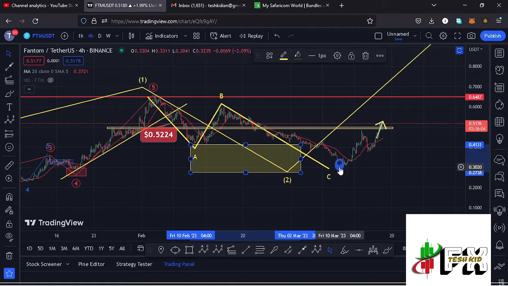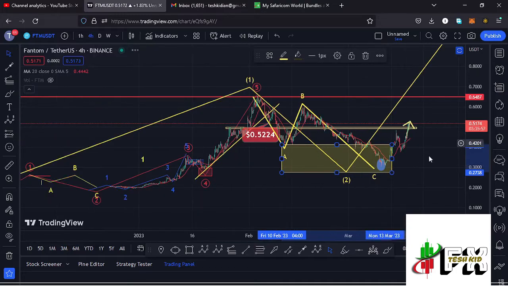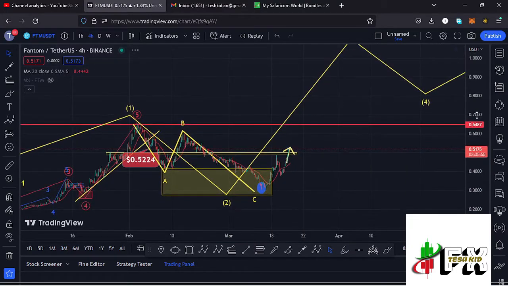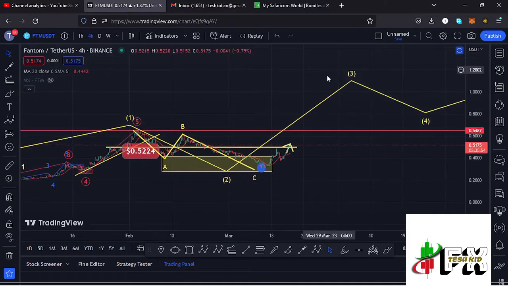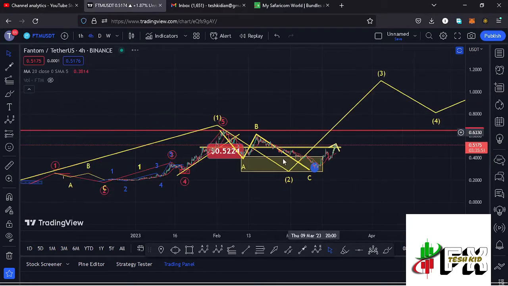In a move that gave us a low at around the $0.3 mark, there are chances that we bottomed out in the formation of this wave 2, and whatever we are seeing at the moment is the start of an impulsive wave to the upside in the formation of this wave 3, and this is happening after we peaked in the formation of this wave 1 in a move that gave us a peak at around the $0.67 mark.